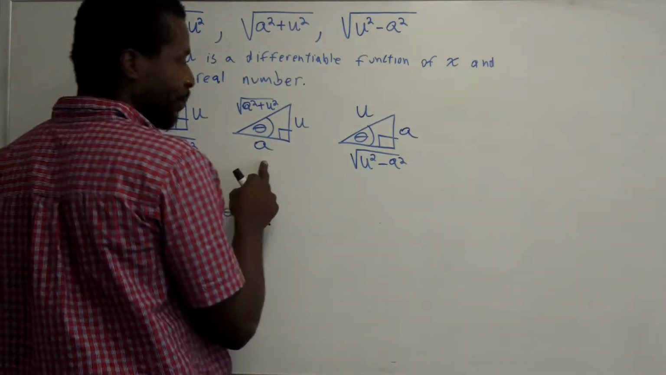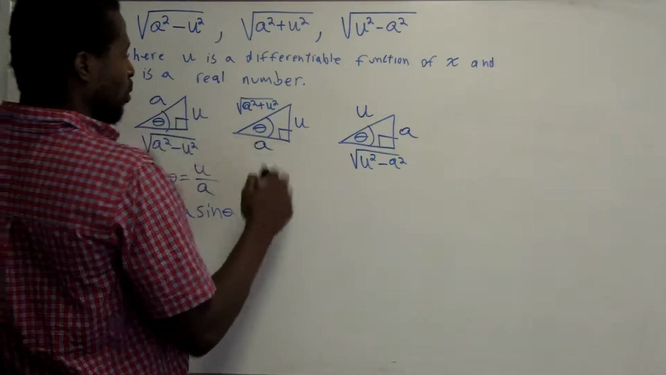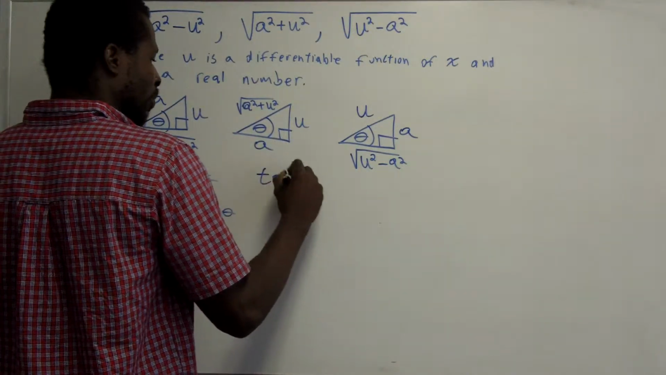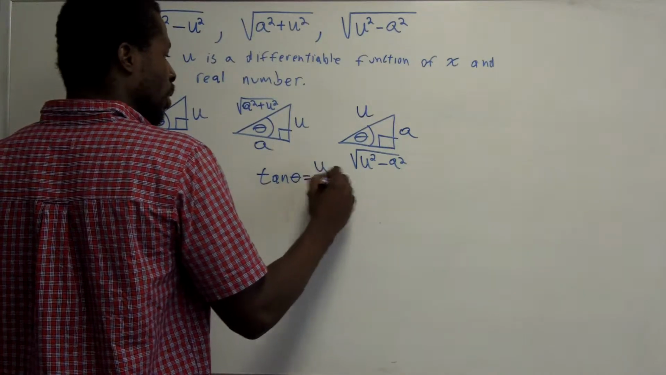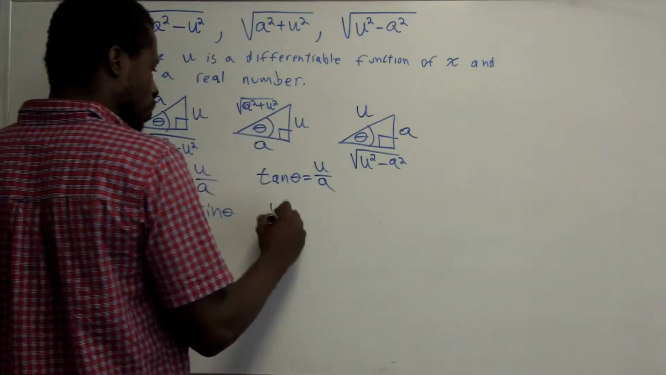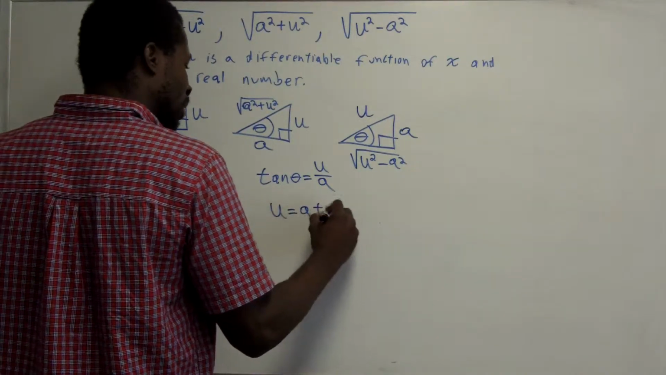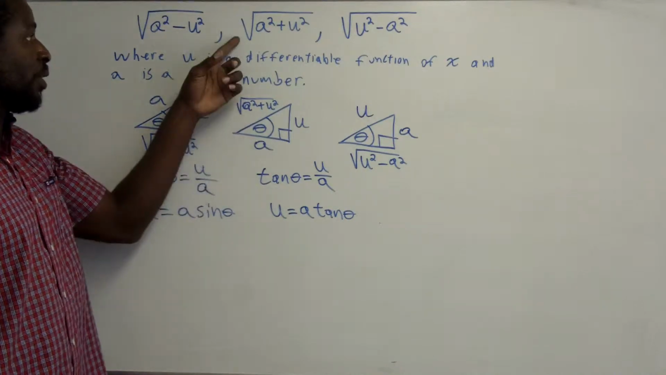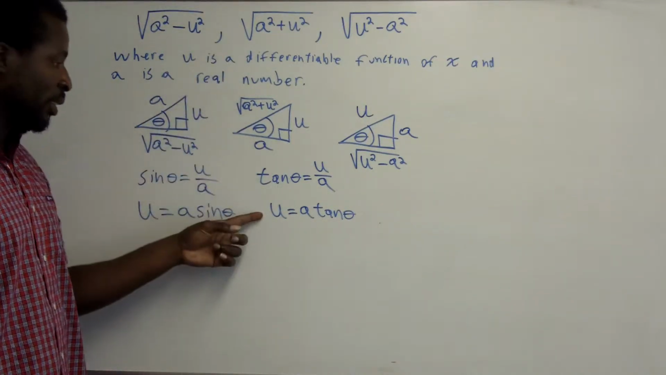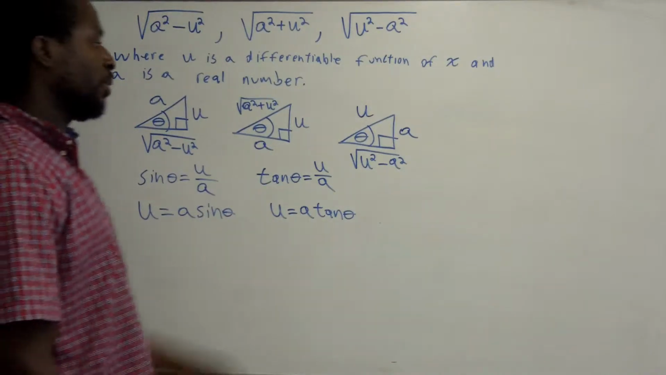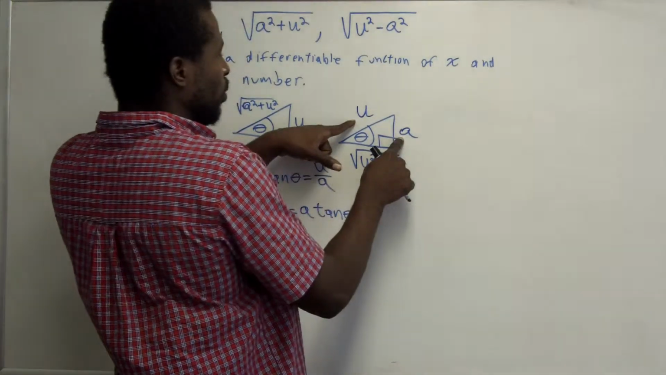Here's another one. Let's see, I'm going to focus on these two, and those two are the tangent. It turns out that the tangent of theta is equal to U over A, based on this triangle, which means that U is equal to A times the tangent of theta. So if you have an integral that involves a factor that looks like this, this is the trig substitution that you may want to make. And lastly, I'm going to focus on these two.